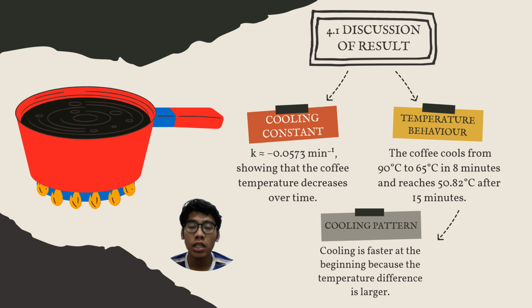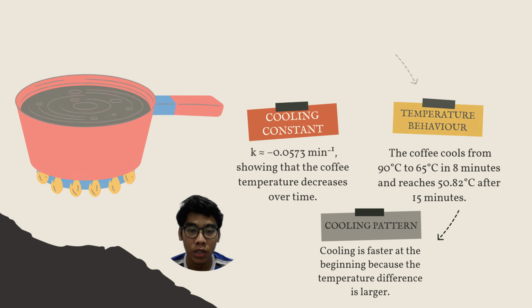Next, time to reach 35 degrees. The coffee reached 35 degrees after approximately 28.9 minutes. Cooling becomes slower as the temperature approaches room temperature. Final graph relationship: the temperature versus time graph shows an exponential decay pattern. This confirms that the model follows Newton's law of cooling.